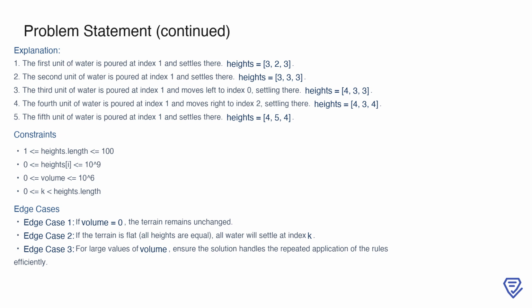Additionally, the problem comes with constraints, such as the size of the heights array ranging from 1 to 100 and the volume of water being as large as 10 to the power of 6. Special edge cases include scenarios where the volume is 0, where the terrain is flat, or where the volume is significantly large. Each of these cases ensures the solution is robust and efficient under different conditions.